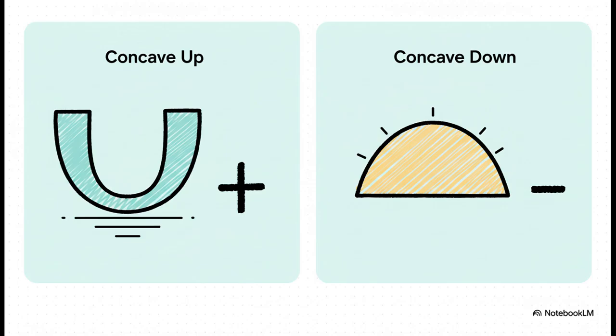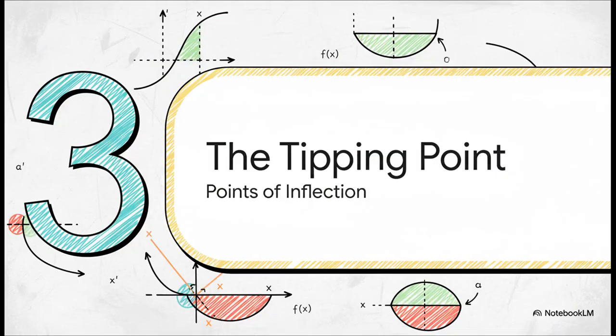Now look at the other side, concave down. It's the total opposite. It bends down, kind of like a hill or a mound. And here, the tangent lines are always sitting above the curve. That's happening because the slope is decreasing, which tells us the second derivative has to be negative. Simple as that. So a curve can bend up, and it can bend down. But that brings up a pretty obvious question, right? What happens at the exact moment it switches from one to the other? Let's go find that tipping point.